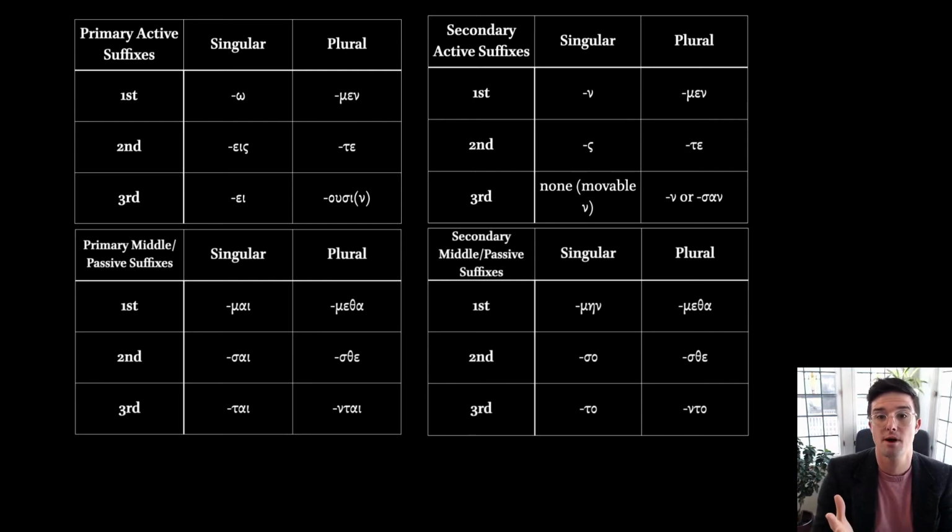in chart form for your reference. So here you see moving from primary active in the top left going down to primary middle passive in the bottom left. So the middle passives on the bottom here, the actives up on top, the primaries on the left, and the secondaries on the right hand side of this chart that puts them all together.